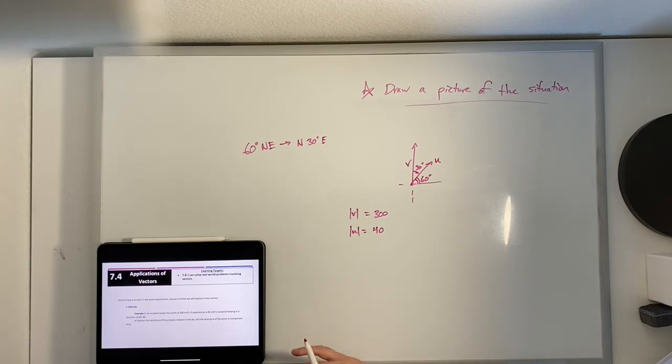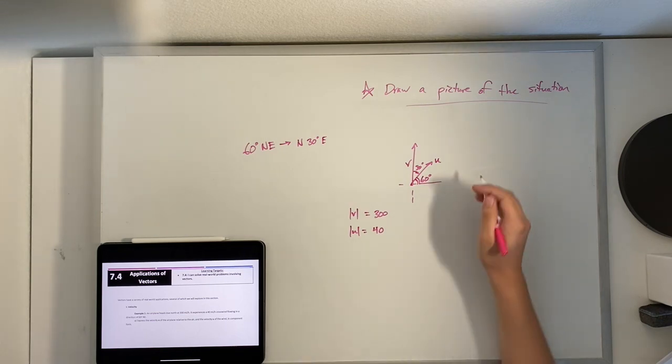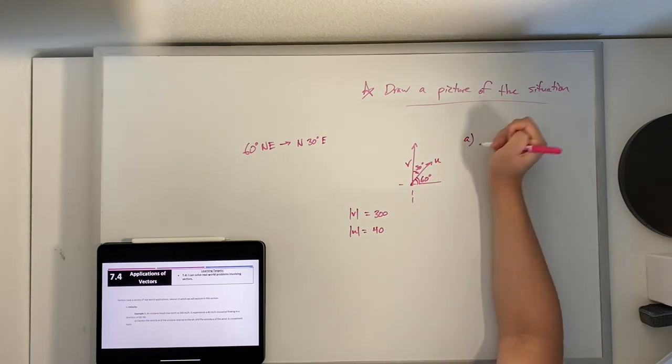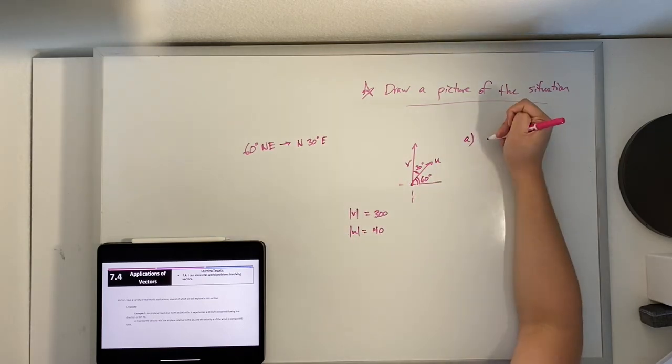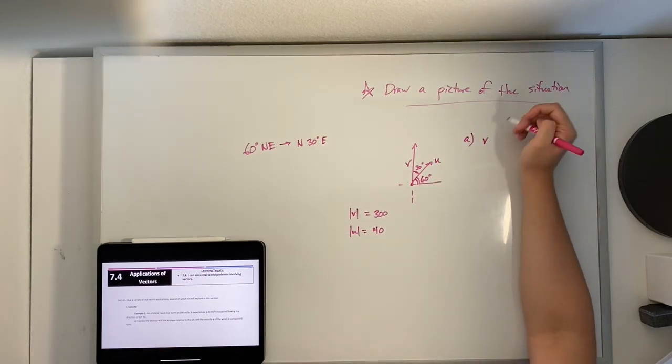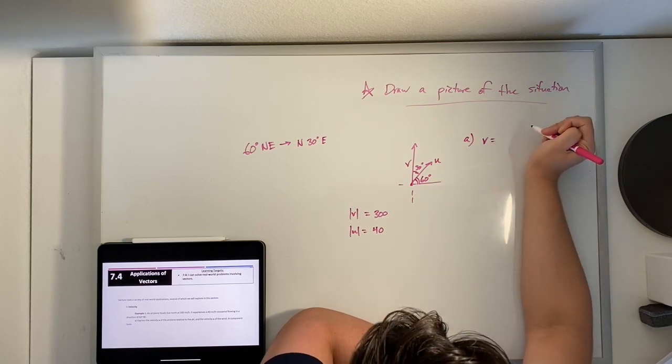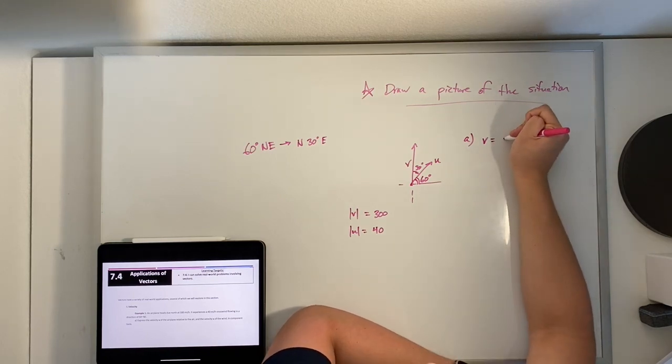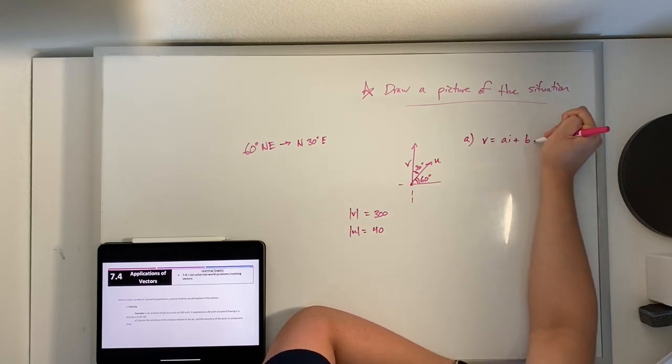Okay, so this question has quite a few steps to it. We're going to do it one step at a time. Let's just start with the easy one. So part A, velocity v of the airplane in component form. So that means we need A and we need B.